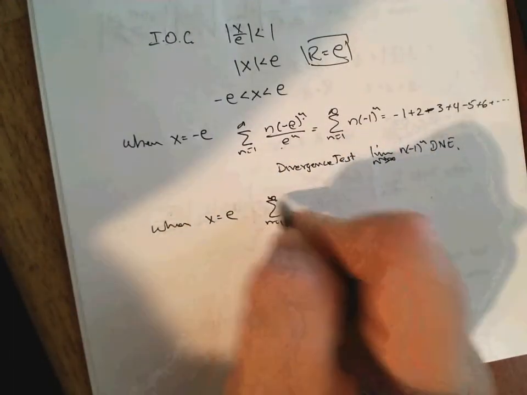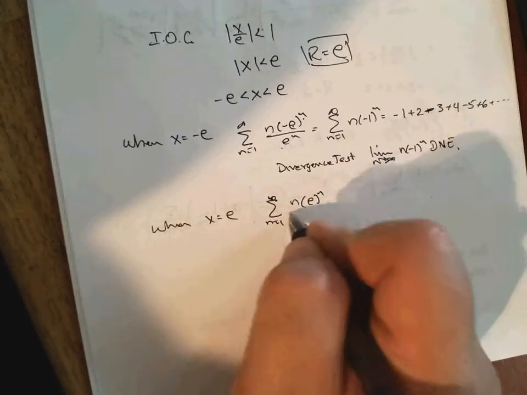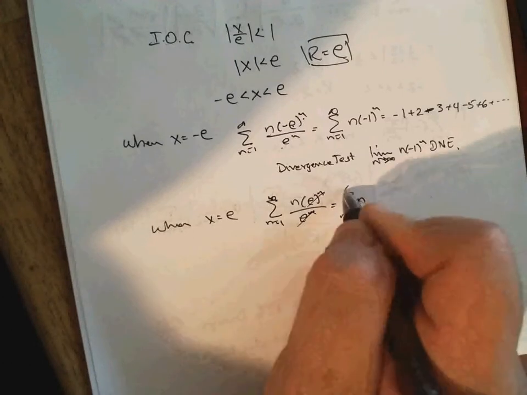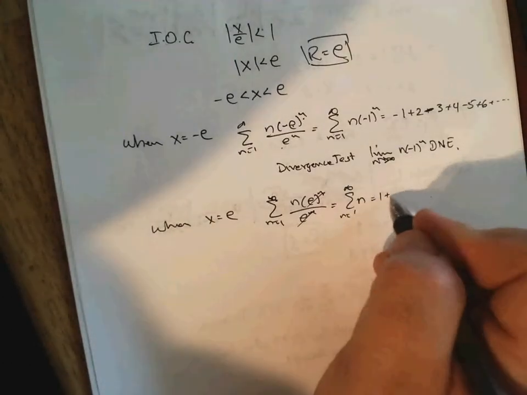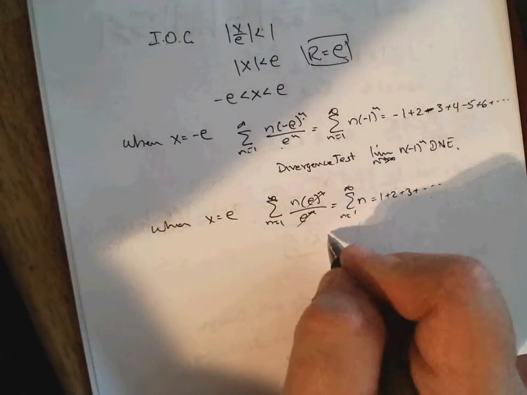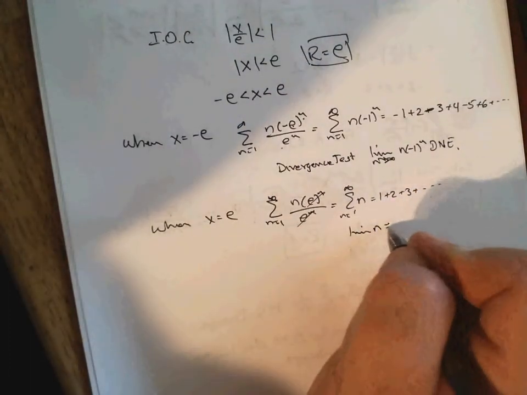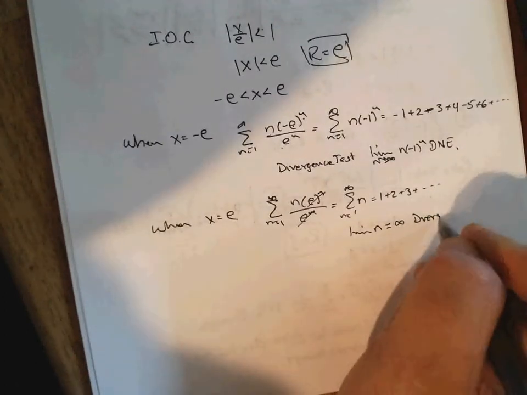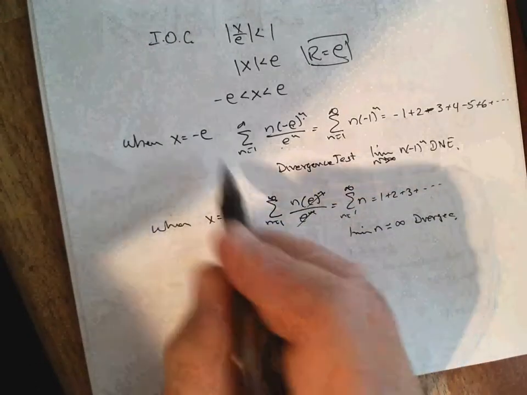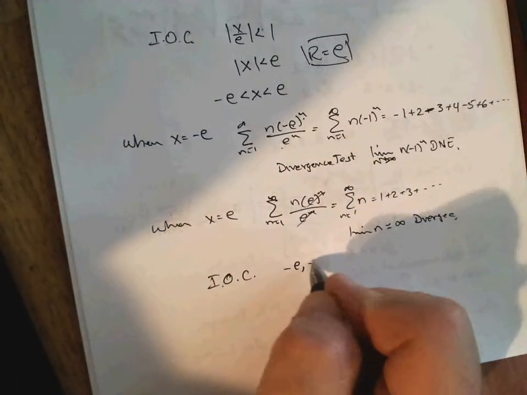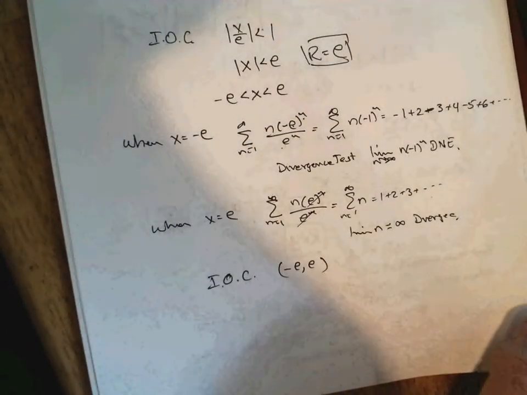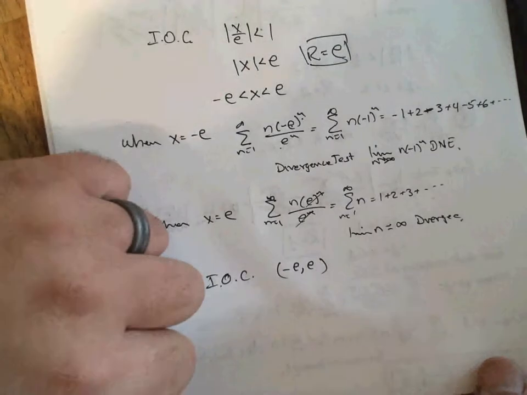What about when x is e? Well, then those simply cancel, and you've got that. And easily you can see that it diverges, right? It's the divergence test again. So the interval of convergence for this does not include the two endpoints. It's the open interval from negative e to e.